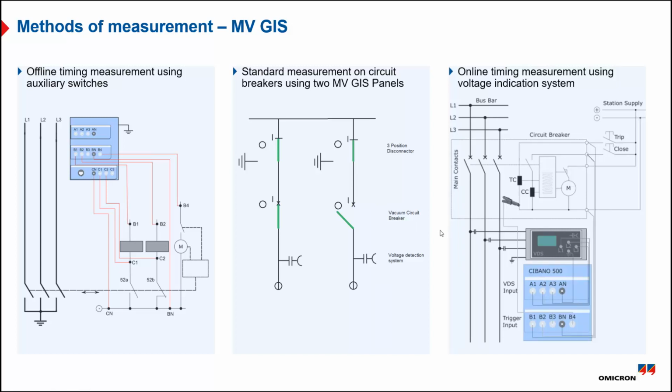And the third method, which is very unique to this type of medium voltage GIS, is online timing measurement using the voltage indication system we saw earlier. So we will look into this as well.